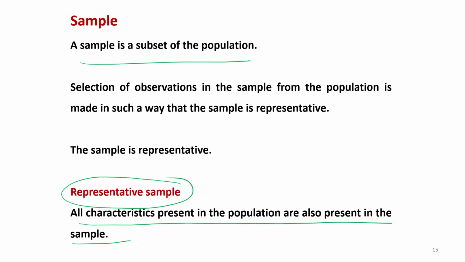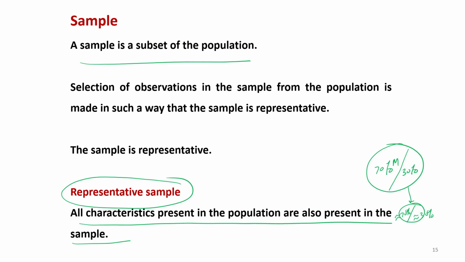For example, suppose I have a population where there are 70% male and 30% female. When we are trying to draw a small sample, we expect that more or less in the sample also approximately 70% will be male and approximately 30% will be female.